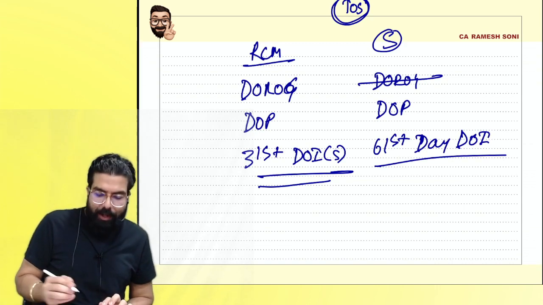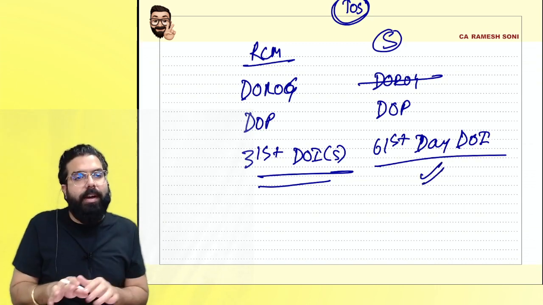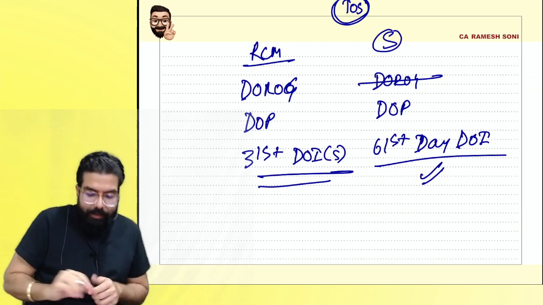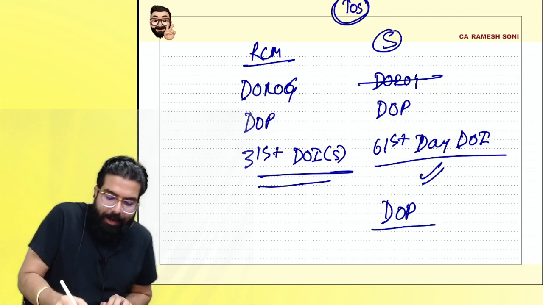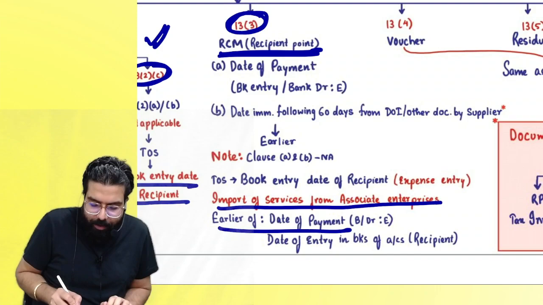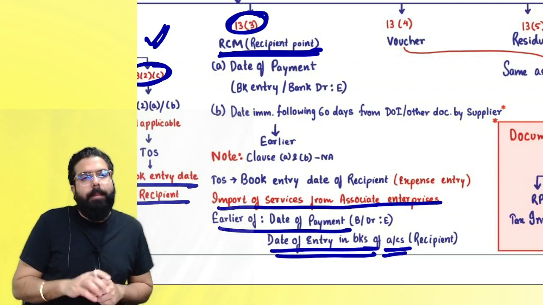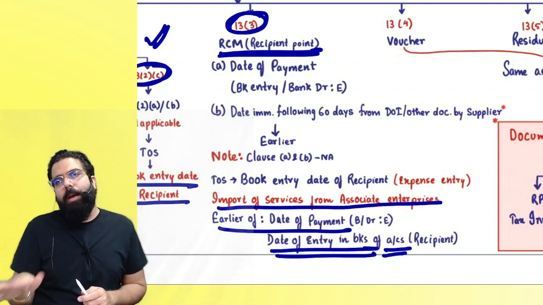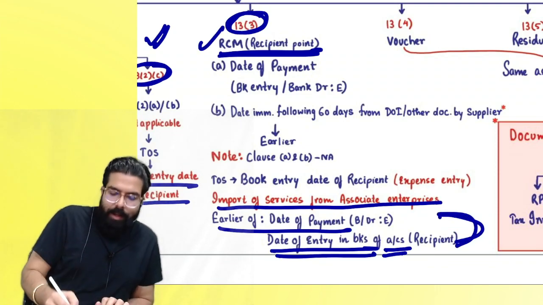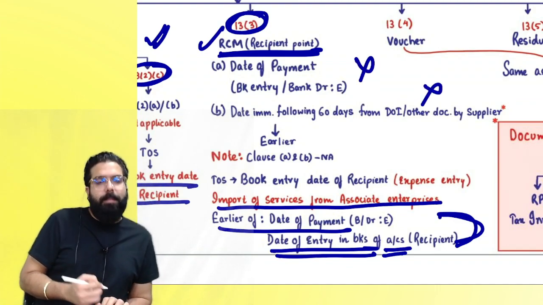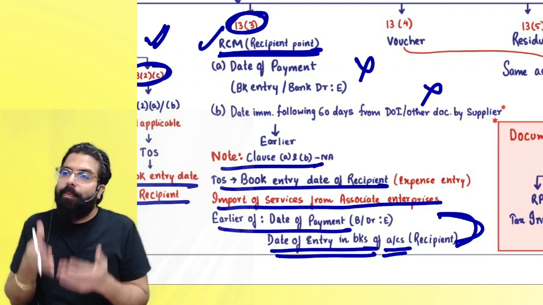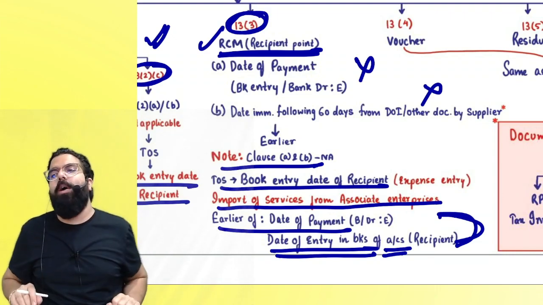Now listen to me very carefully. This is always applicable in case of reverse charge. If you import some service from outside India, from your associate enterprise, then the time of supply will be date of payment or, see, importation of service from associate enterprise, then date of payment or book entry date in the books of accounts of the recipient. When you make a book entry, that will become the time of supply. Now, always remember in reverse charge, if date of payment or 61st day is not available, then they are going ahead and telling Ramesh, being the recipient, you will make an expense entry. The day you make the expense entry, that will become your time of supply.